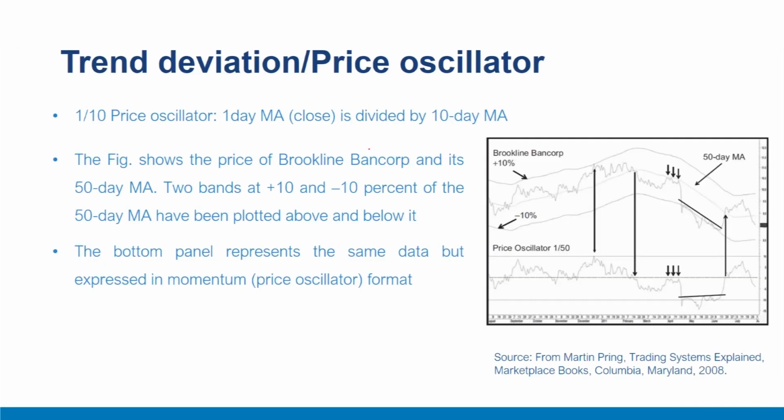The construction of this measure, trend deviation or price oscillator measure, is simple. You have in the numerator a certain period MA divided by a longer duration MA. For example, it can be 1 by 10 price oscillator, which is 1 day MA divided by 10 day MA.